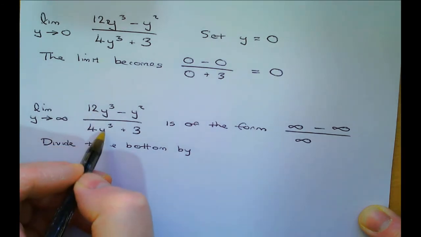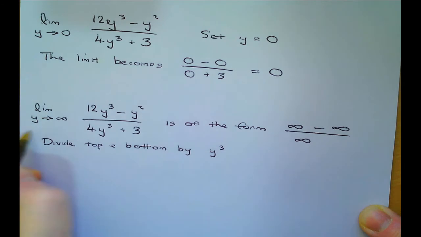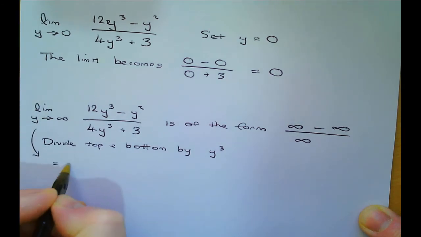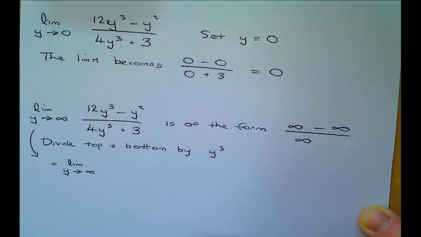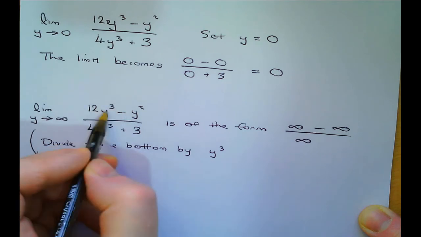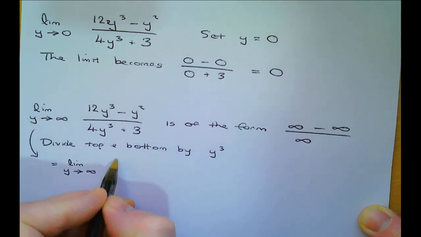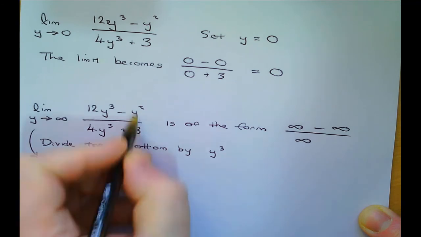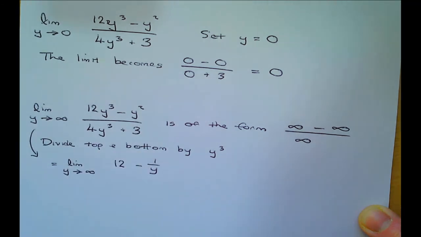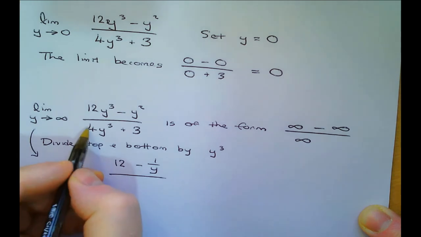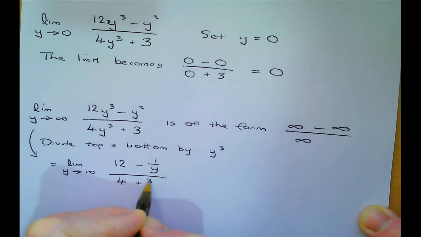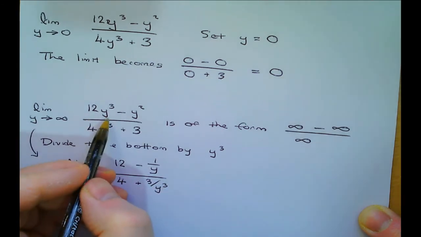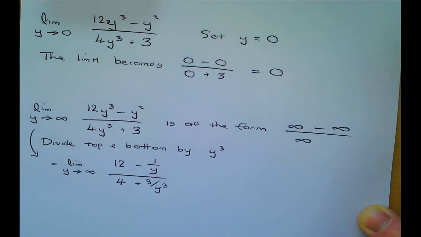We'll divide top and bottom by y cubed. So we get that our limit will be the limit as y tends to infinity. Divide by y cubed, we'll have 12 minus 1 over y when we divide by y cubed. And on the bottom, 4 plus 3 over y cubed. Remember, dividing top and bottom by y cubed will have our expression remaining the same.